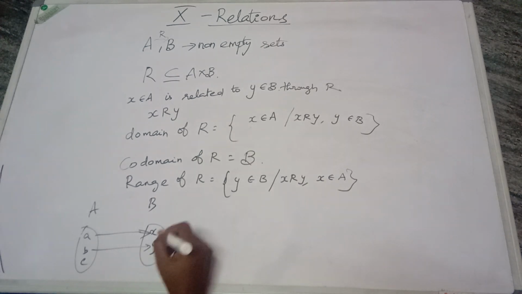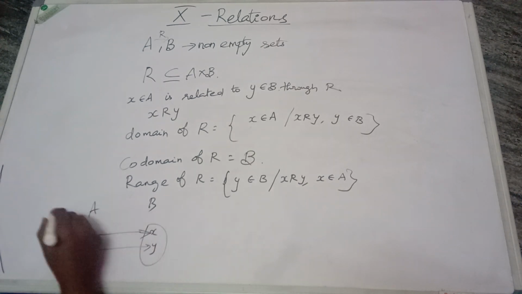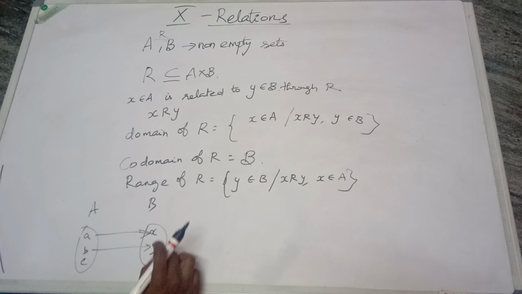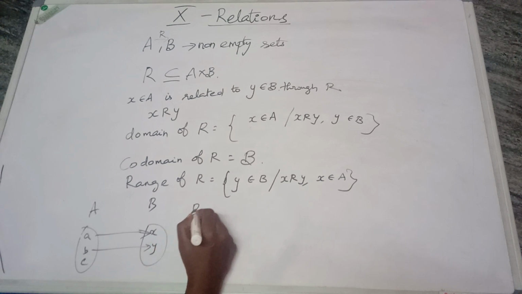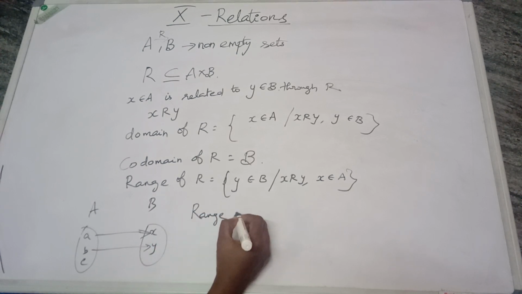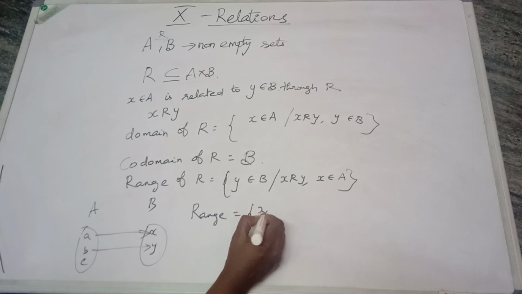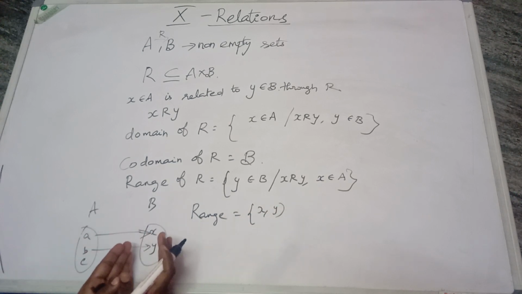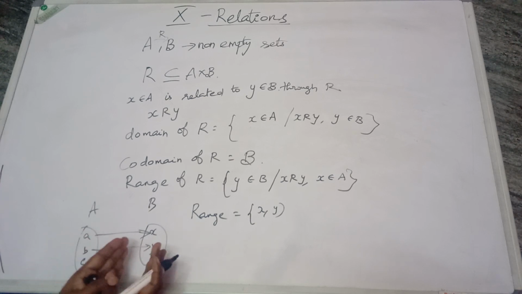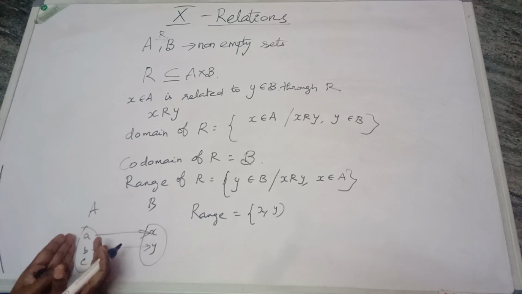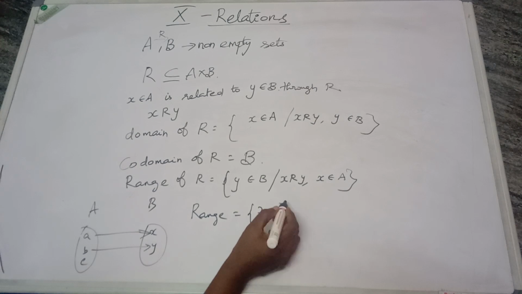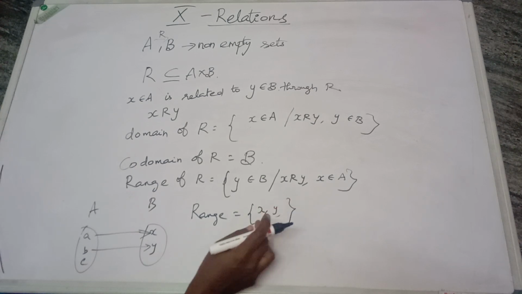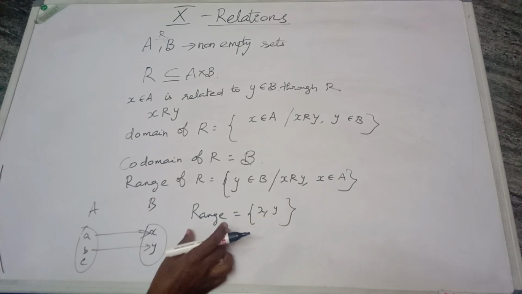Okay, so what elements will come in the range? For example, take this one. What is the range here? Range is X, Y only, because only X and Y have a relation with the elements in the first set. The collection of such elements is called the range.